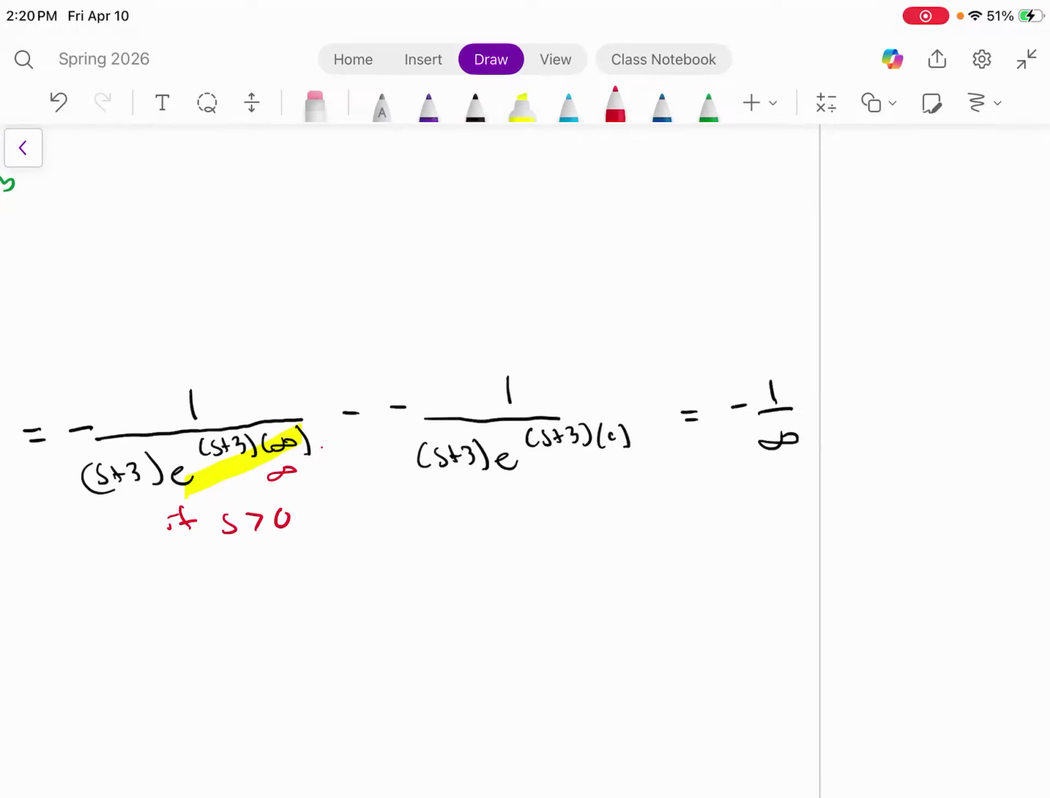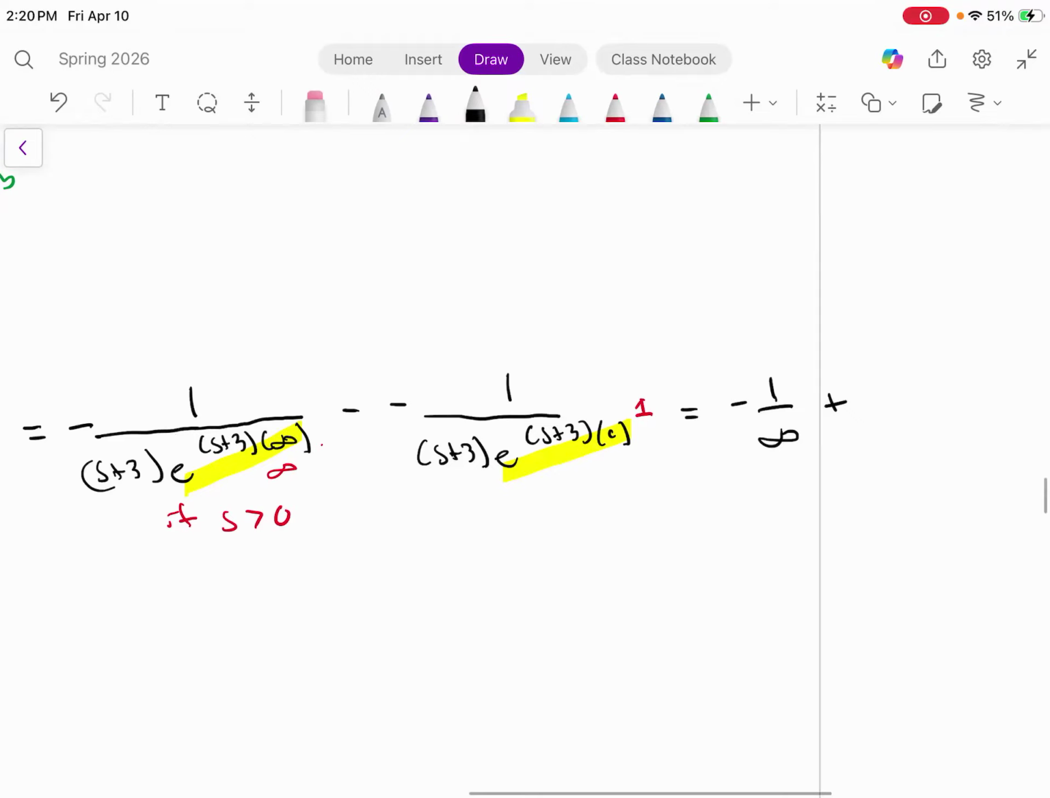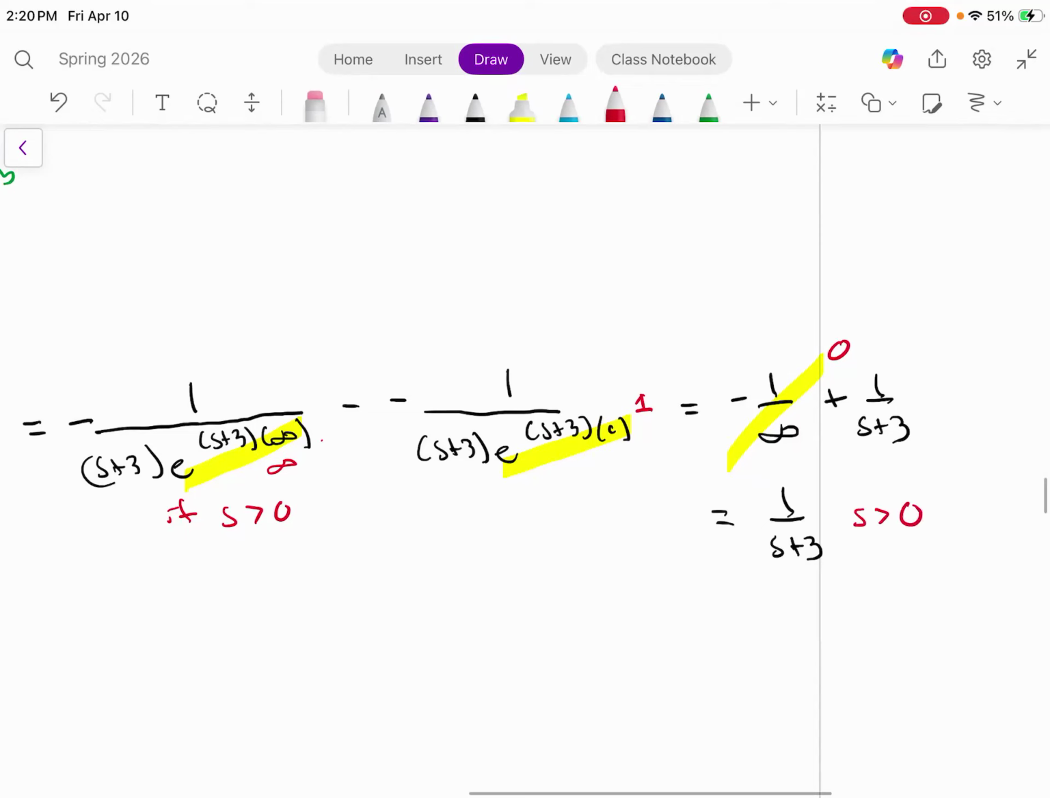And this whole term here, e to the s plus 3 times 0, well, that just goes to 1. E to the 0 is just 1. So I'm just left with -1 over infinity plus 1 over s plus 3. 1 over infinity just goes to 0. So this just equals 1 over s plus 3 for s greater than 0.